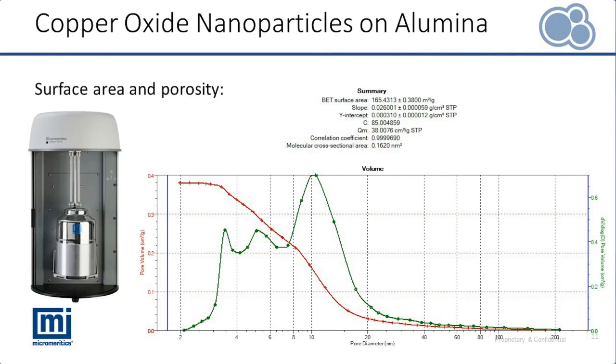Additionally, nitrogen physisorption using the TriStar 2 Plus shows that this is a mesoporous material with pores between 2 nanometers to 50 nanometers and a specific surface area of 165 meters squared per gram. Pore size distributions shown here are using BJH.